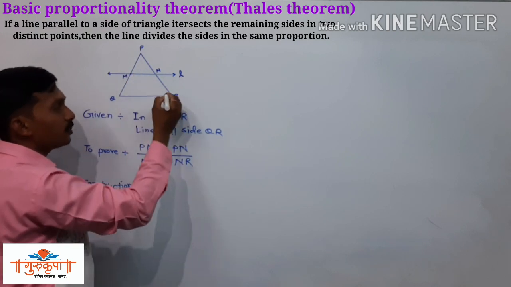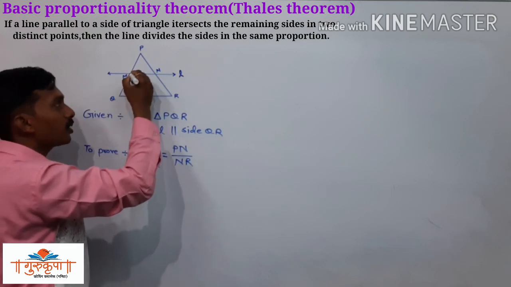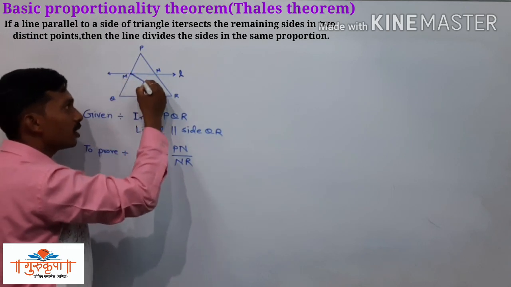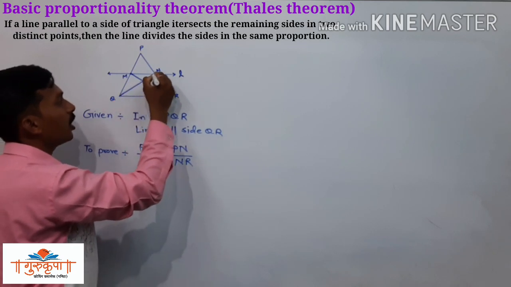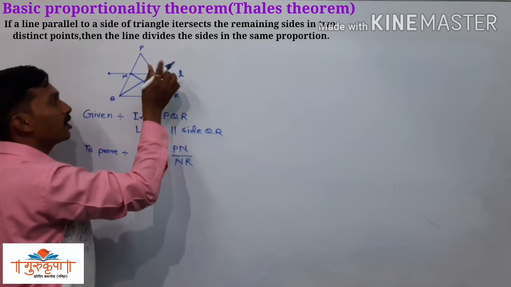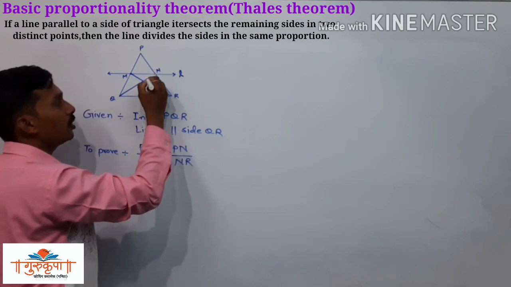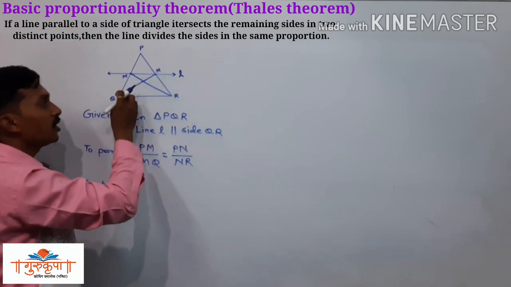This point M to R and this point N to Q, means we have to draw two segments, that is MR and QN. We have to make the construction that we have to draw the two segments. The first one is MR and the second one is QN.